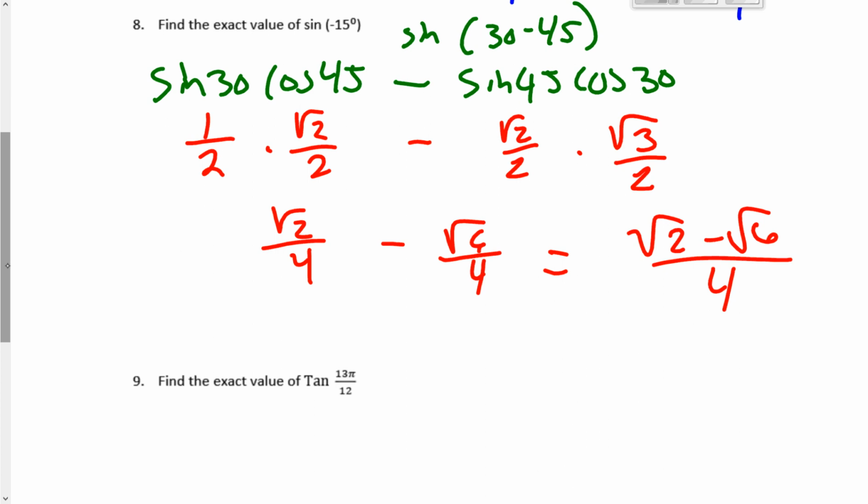Here we go, tangent, right? So tangent, well, we could do this, right? We're probably going to add, but it's probably going to be like a 4 and a 9. 4 and a 9 will work, right? So 4 pi over 12 plus 9 pi over 12 would equal 13 pi over 12.